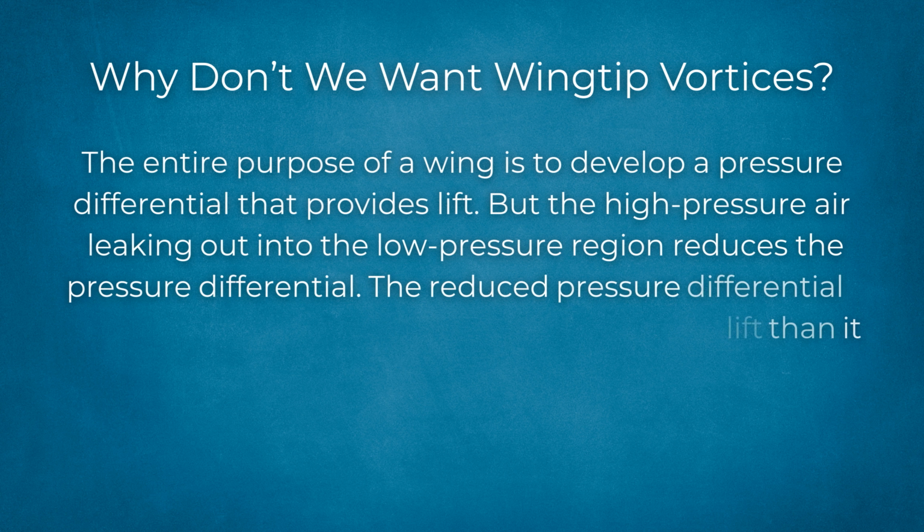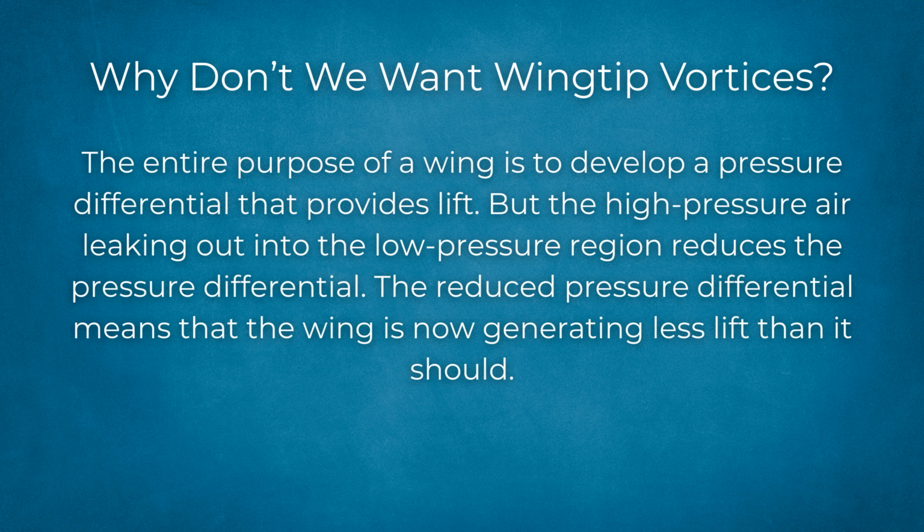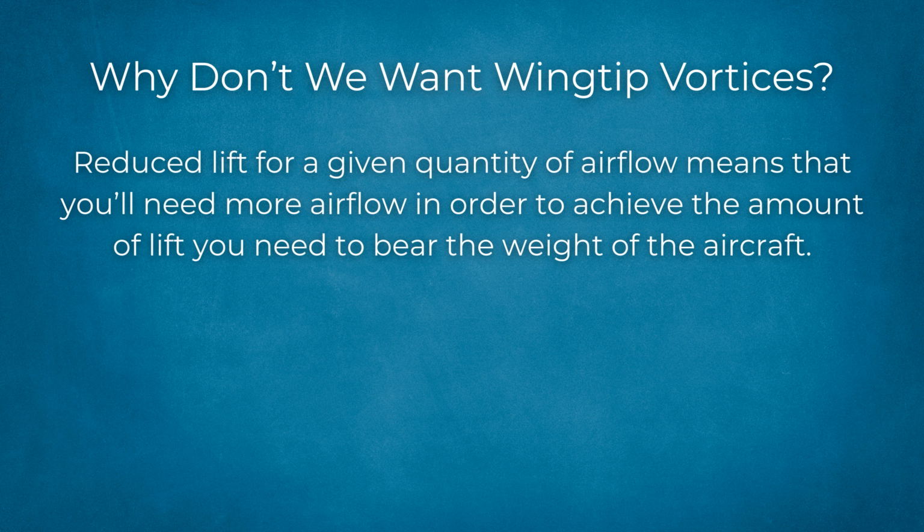The entire purpose of a wing is to develop a pressure differential that provides lift, but the high-pressure air leaking out into the low-pressure region reduces the pressure differential. The reduced pressure differential means that the wing is now generating less lift than it should. Reduced lift for a given quantity of airflow means that you'll need more airflow in order to achieve the amount of lift you need to bear the weight of the aircraft.